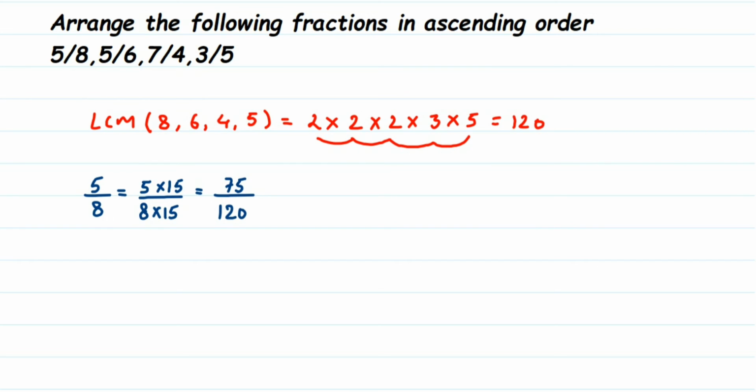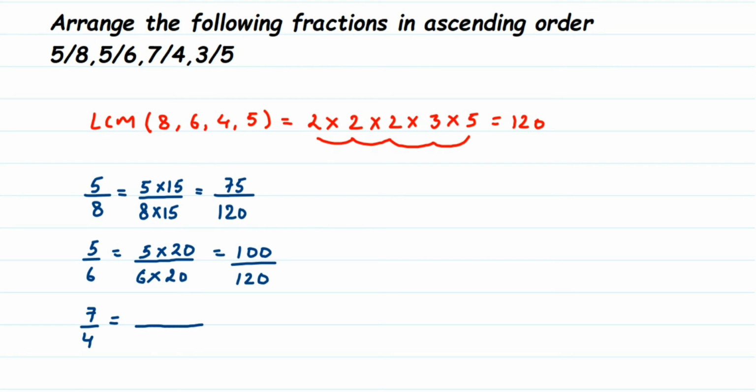Now the second number we have is 5 by 6, right? With this 6, what should we multiply to get 120? We know that 6 2s is 12, right? So 6 20s will be 120. So multiply 20 in the numerator as well. So 20 into 5 is 100, and 6 into 20 is 120. So we get 100 by 120.